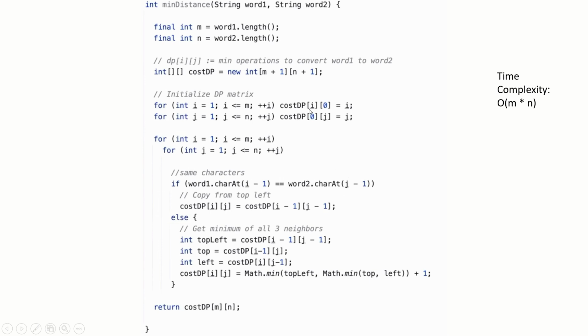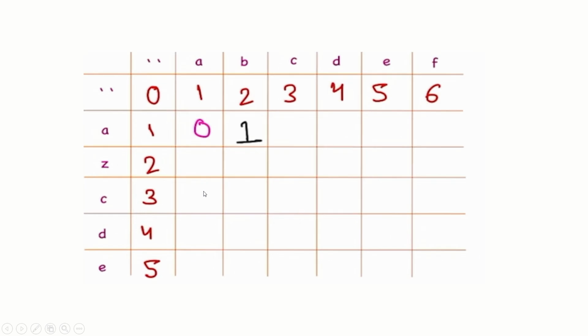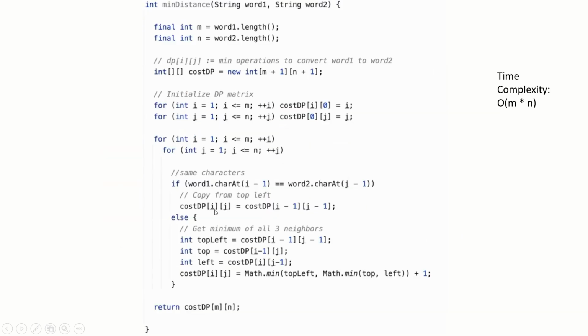And we have to first see whether it's the same character. If it's the same character, as in this case a and a, what we'd have to do is find the top left value, and we have to write the same value over here. So this is what it does.